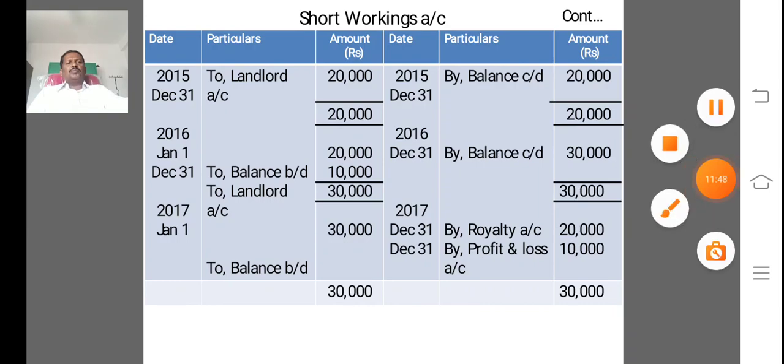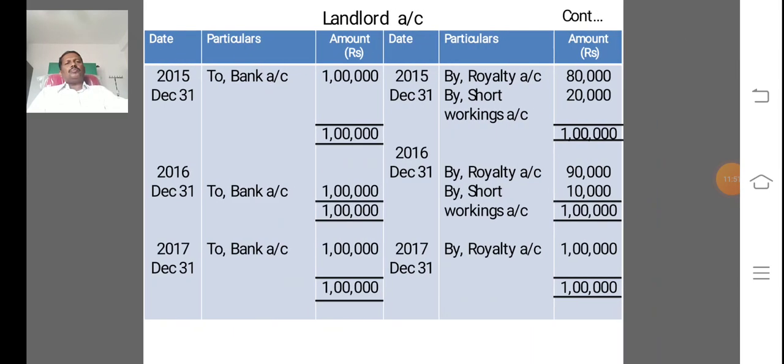Next, we prepare landlord account in the books of lessee. In the first year 2015 we pay 1 lakh, and on the 2015 credit side we show 80,000 in the form of royalty, and 20,000 is the short workings. Total 1 lakh.